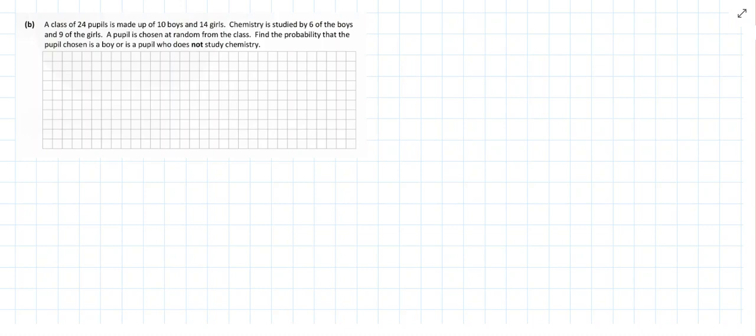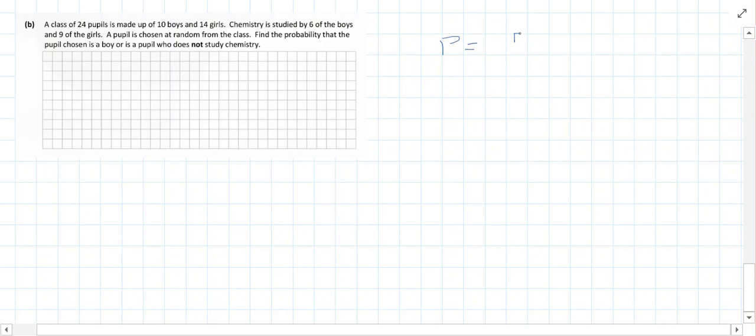So the question that we have here is a probability question. The formula to predict the probability of something is: probability is going to be equal to favorable outcomes divided by total outcomes.